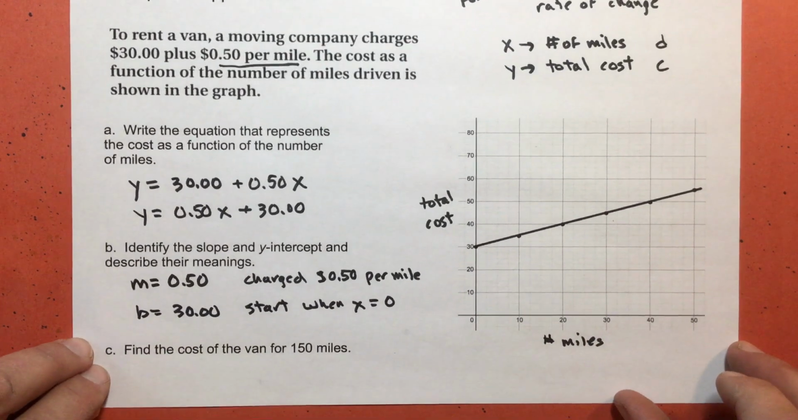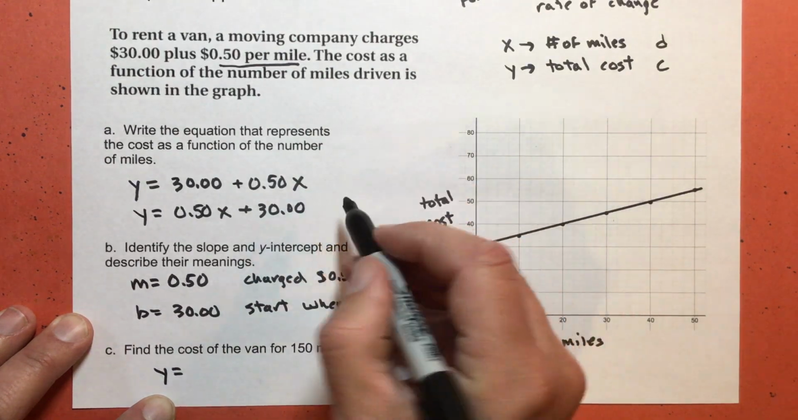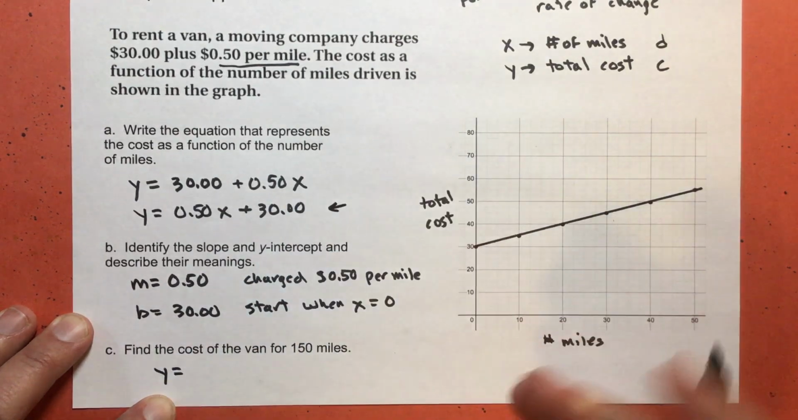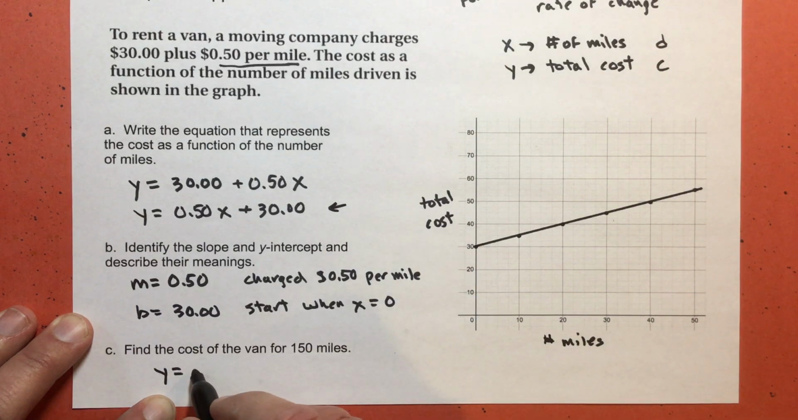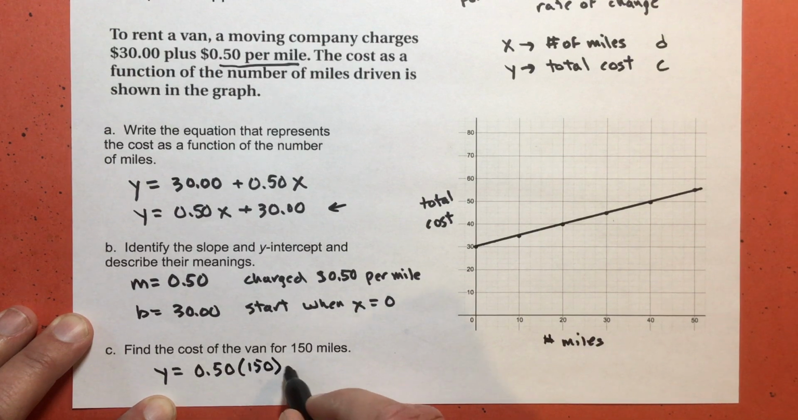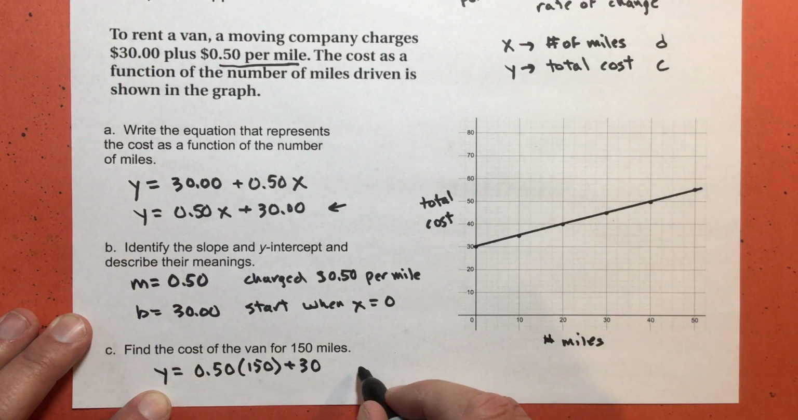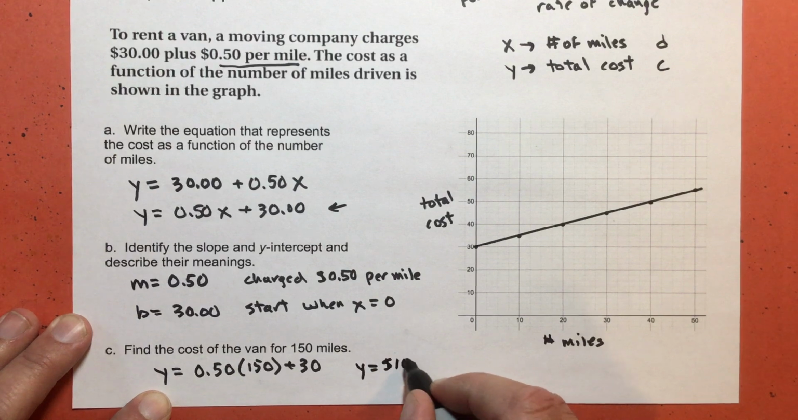And the last question, I'll move it up so you can see it. Find the cost of the van for 150 miles. So the total cost is going to be, and I don't care which one you use, this one is slope-intercept form, the other one's perfectly okay, but I'll go back to slope-intercept form. 0.50 times 150 plus 30. I know I'm at the bottom of my paper, so I don't have a lot of room. You can use a calculator, but the truth is you can do that also in your head. 50 cents is a half of a dollar. Half of 150 is 75. 75 plus 30 is 105.